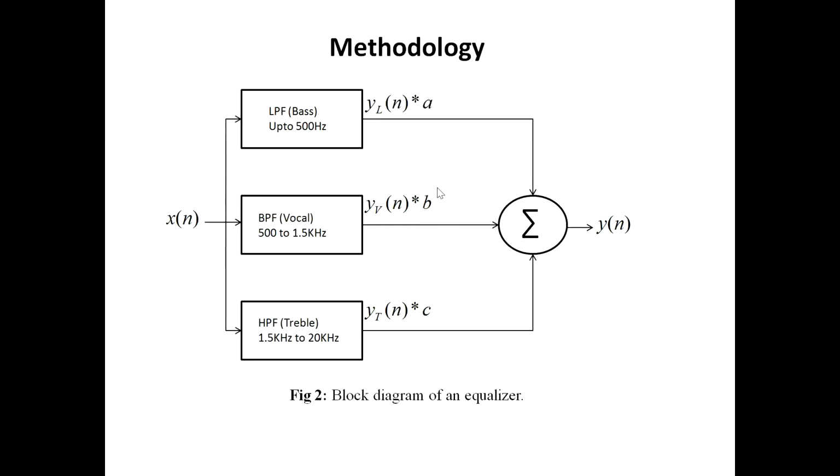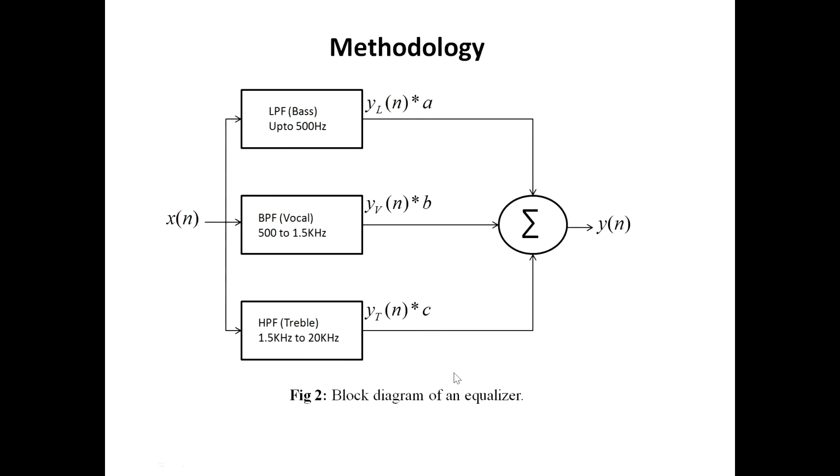In our design to achieve equalization, we divide the audio frequency range into three bands, namely low frequencies, that is bass, mid frequencies, vocal, and high frequency, that is treble. And the frequency range we are using for the bass is up to 500 Hz, and for vocal it is ranging from 500 Hz to 1.5 kHz, and for high pass filter it ranges from 1.5 kHz to 20 kHz.